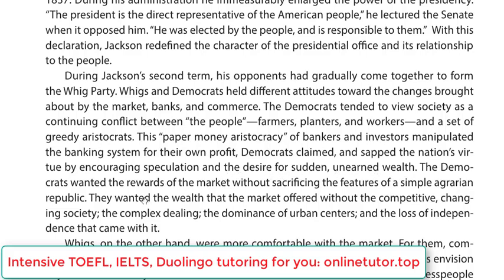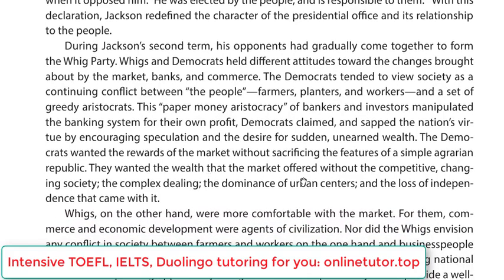The Democrats wanted the rewards of the market without sacrificing the features of a simple agrarian republic. They wanted the wealth that the market offered without the competitive, changing society, the complex dealing, the dominance of urban centers, and the loss of independence that came with it.